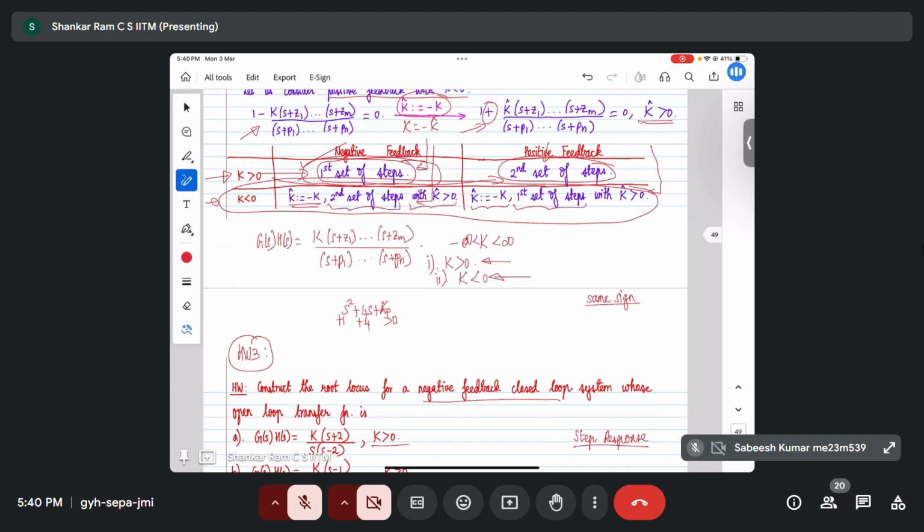Roots, b squared minus 4ac being positive or negative, whether you're getting real roots or imaginary roots. Okay.